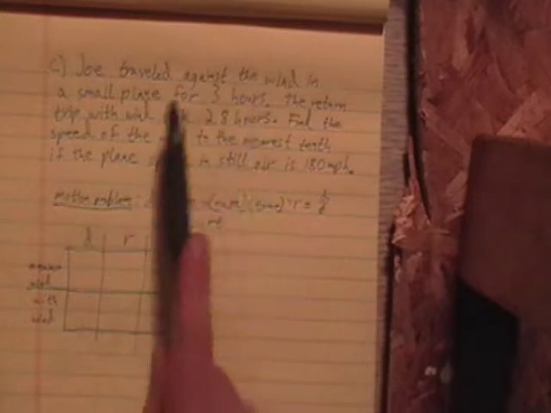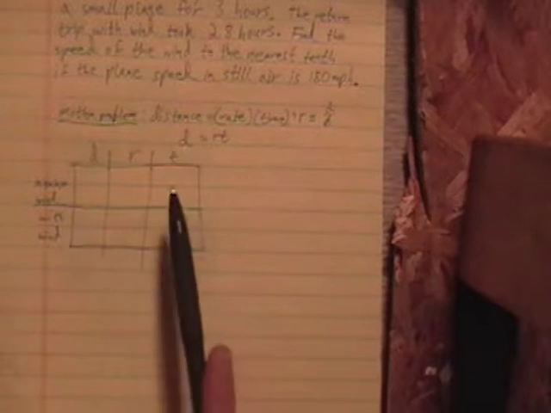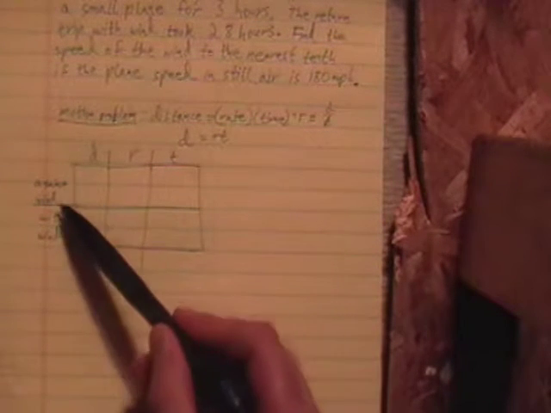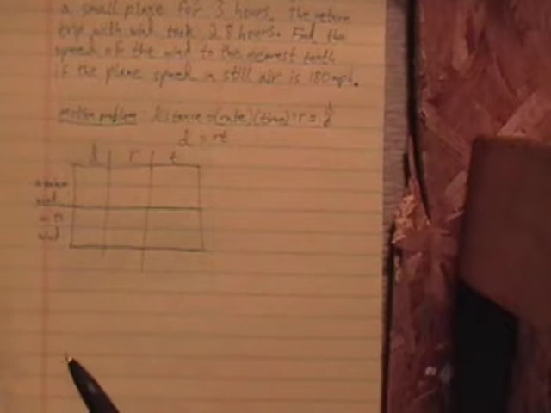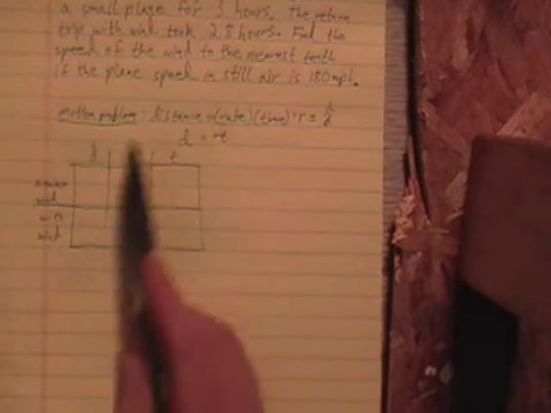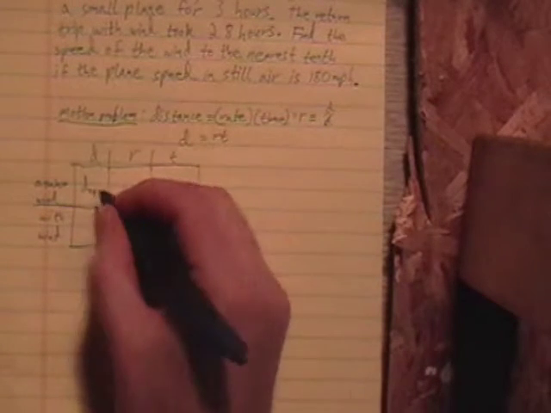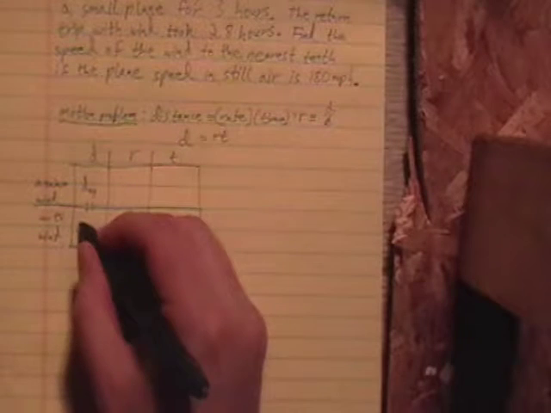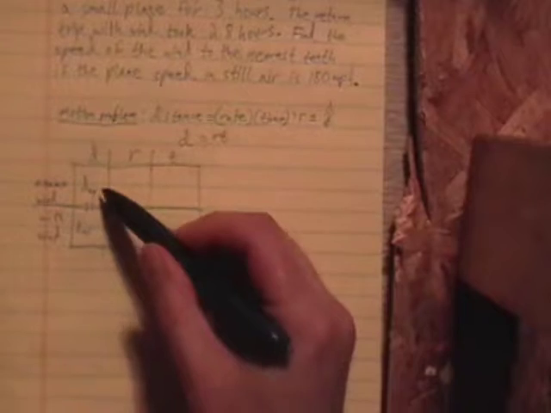Now, with this type of problem, it often helps to make a table. Notice I have distance, rate, and time, and I'm going to fill in what I know. I have one row for against the wind, and another row for with the wind. Here's the thing: in both these cases, the distances are the same. So distance against is actually equal to distance with the wind. If you think about it, these two have to be equal. That's an important thing to notice. That's going to help us in this problem.